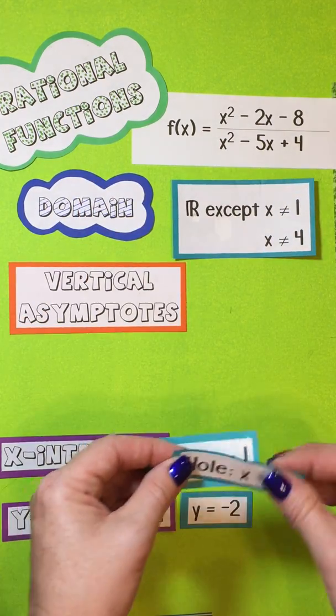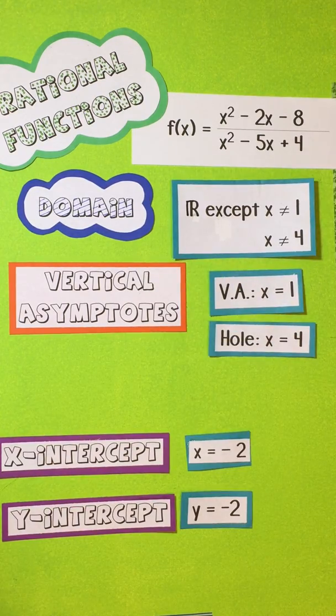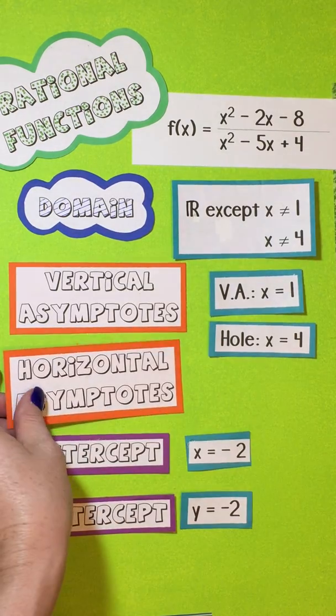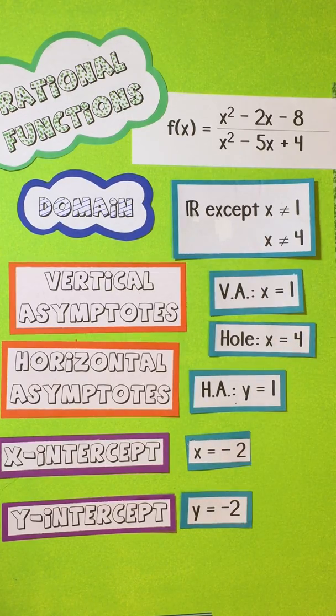We had two parts of our vertical asymptote. Remember, we have our vertical asymptote itself, and then we also have a hole. Then our other part that we're missing here is our horizontal asymptote. There's all of our information that we got from this one rational function.